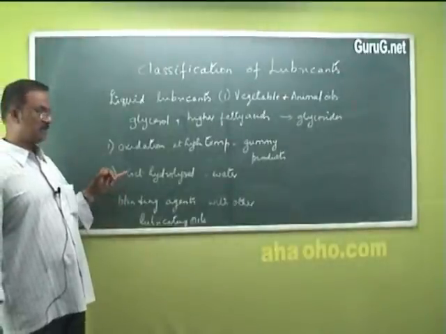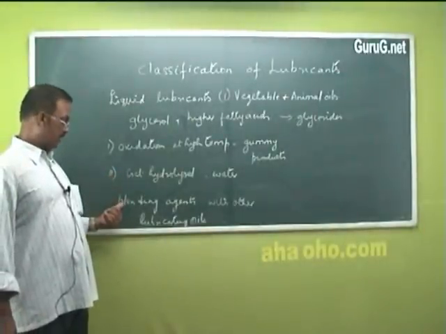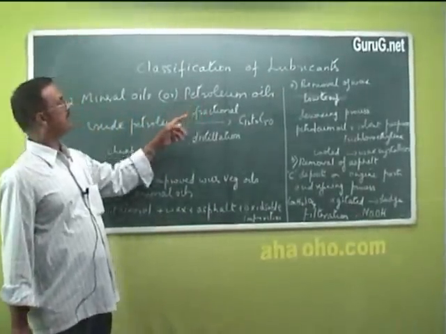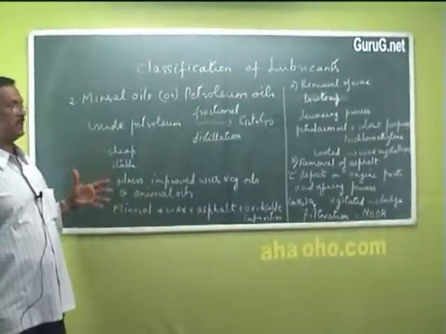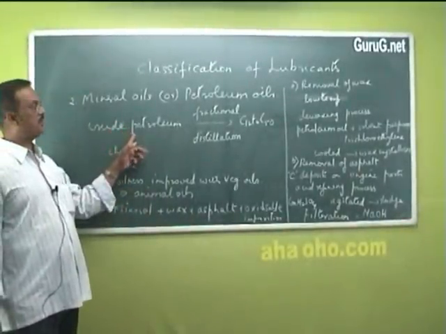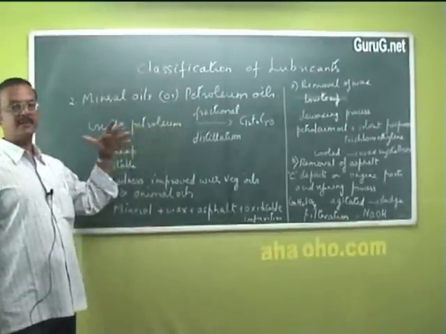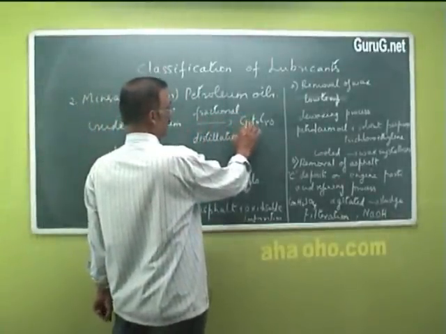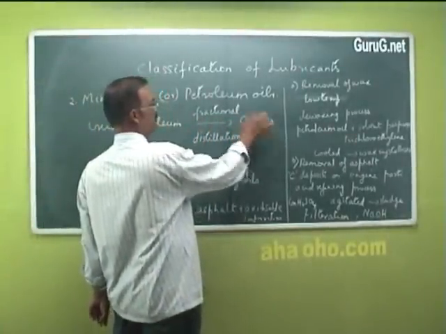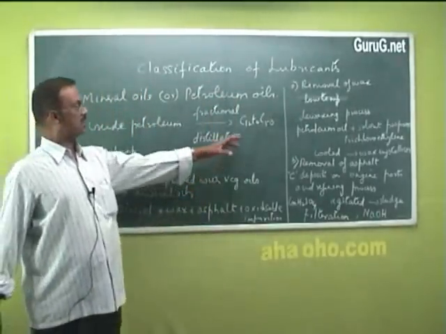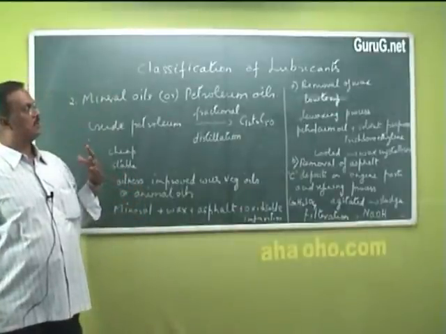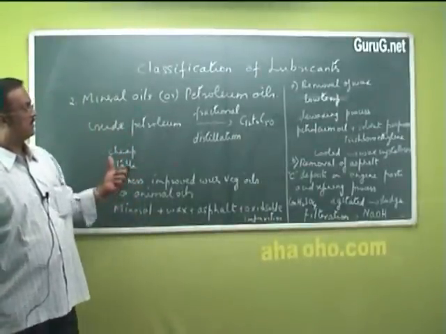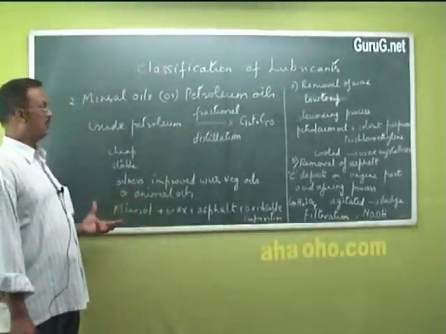This is also not desirable. So these are used as blending agents with other lubricants. Mineral oils or petroleum oils can be used as lubricants. When crude petroleum is subject to fractional distillation, we get various fractions. The fraction which contains carbon atoms from 12 to 50 is highly useful for lubricant action. So this is used for lubrication purposes.